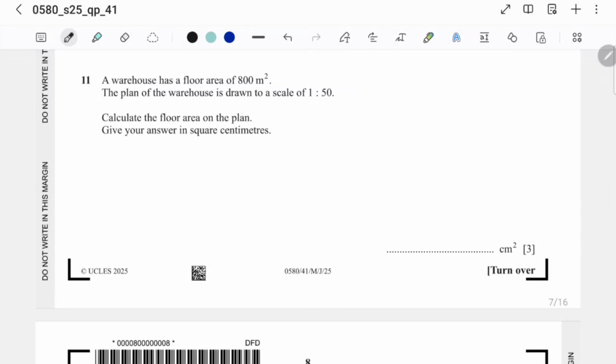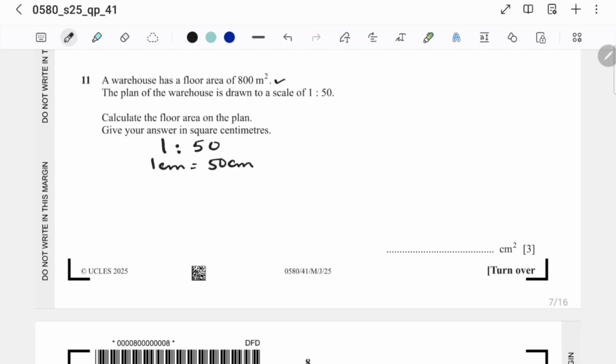Question number 11. A warehouse has a floor plan of 800 square meters. The plan of the warehouse is drawn to a scale of 1:50. Scales and maps question. 1 centimeter is equal to 50 centimeters. Calculate the floor area on the plan. Give your answer in square meters.